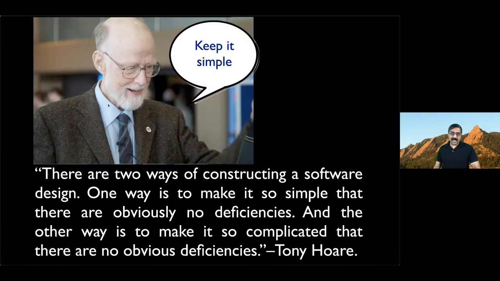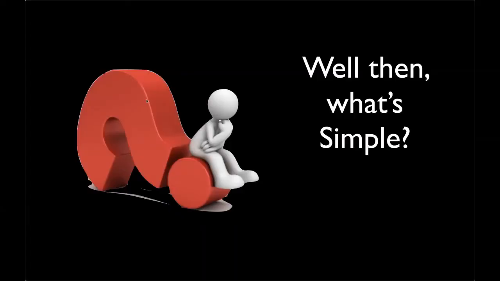As Tony Hoare said in a beautiful way, there are two ways of constructing a software design. One way is to make it so simple that there are no obvious deficiencies, and the other is to make it so complicated that there are no obvious deficiencies. So one is where there are obviously no deficiencies, and the other is where we don't even know what the deficiencies are. He talked about what is not simple, and it would be unfair to end this talk without identifying a few things that are simple. So maybe we can make an effort to think about a few things that are simple.